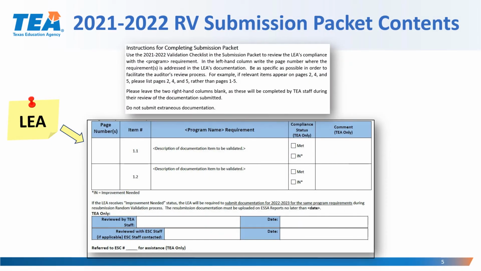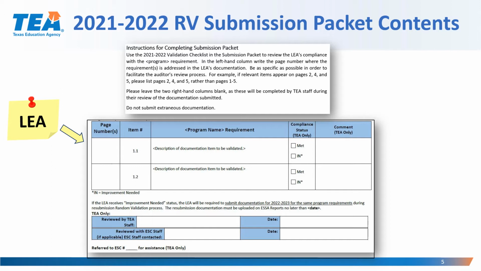For the checklist in the left-hand column, the LEA is to write or include the page number where the requirement is addressed in the LEA's documentation. We ask that you be as specific as possible in order to facilitate the auditor's review process.